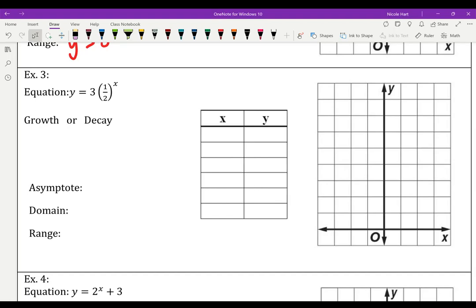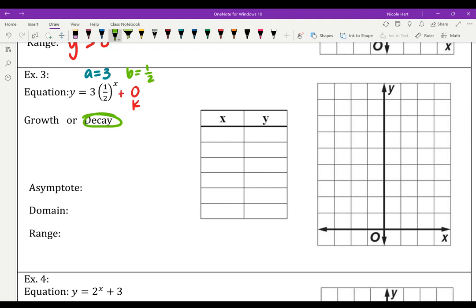We have 2 more examples left. So we are going to type this into our calculator, get our table pulled up. Just looking at this first off, we can see that our A is 3, our B is 1/2, and we don't have a K being added on, so K is equal to 0.